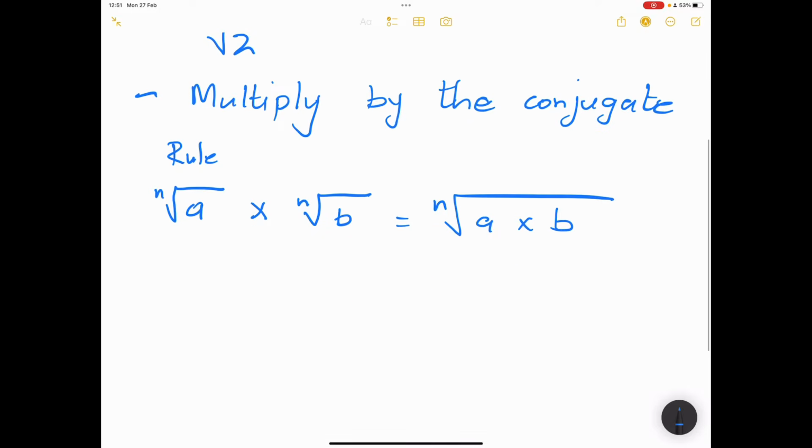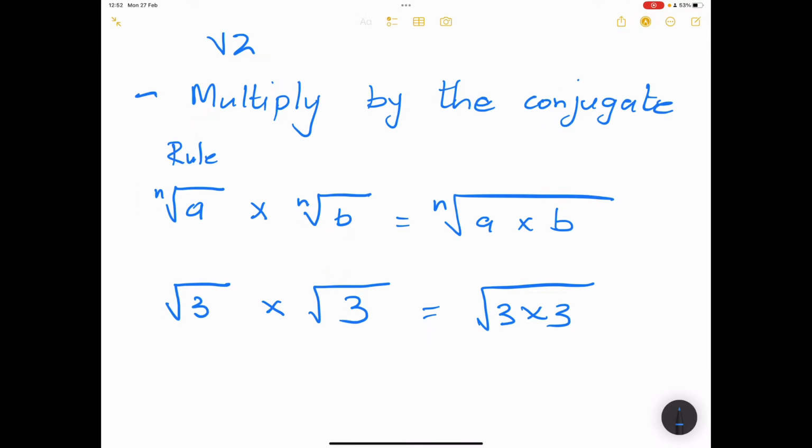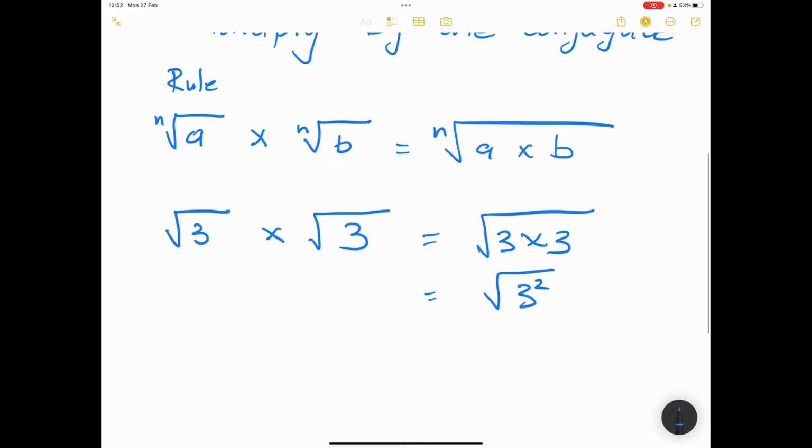Now, if I've got 2 of the same kind of numbers, think about it. If I have the square root of 3 multiplied by the square root of 3, think about what happens in that case. It means that you actually have the square root of 3 multiplied by 3, or you can write this as the square root of 3 squared, and guess what? In this case, you would end up with just 3.